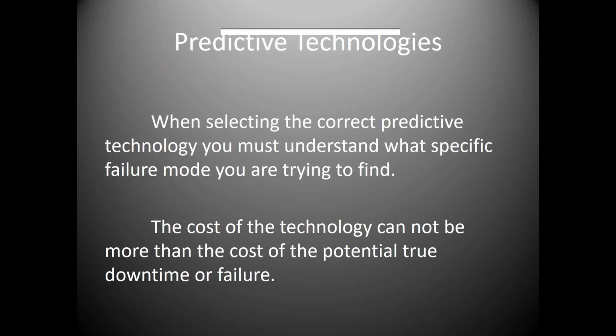So when selecting the correct predictive technology, we have to understand what specific failure mode you're trying to find. And this is a key point here. The cost of the technology cannot be more than the cost of potential downtime or the potential failure. So this is one of the ways we look at controlling cost.